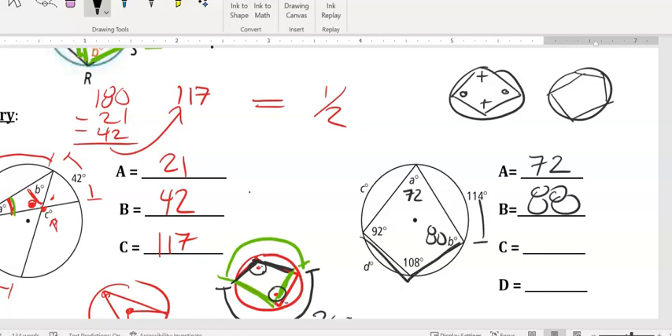So how much is the whole entire arc going to be from here to here? 216. And we already have 114 of that accounted for, so what is left for C? 102. Anybody have any questions?